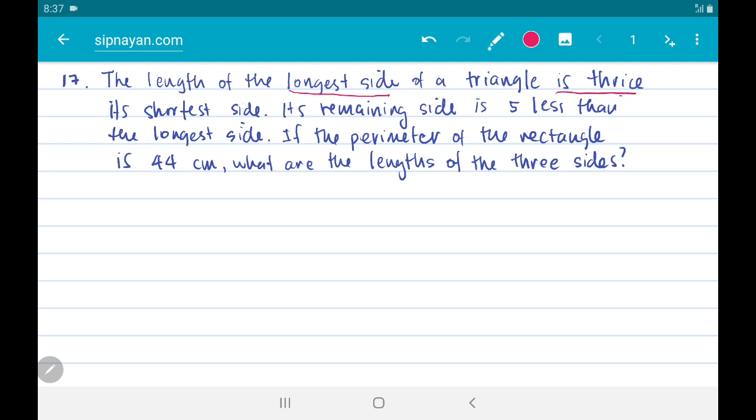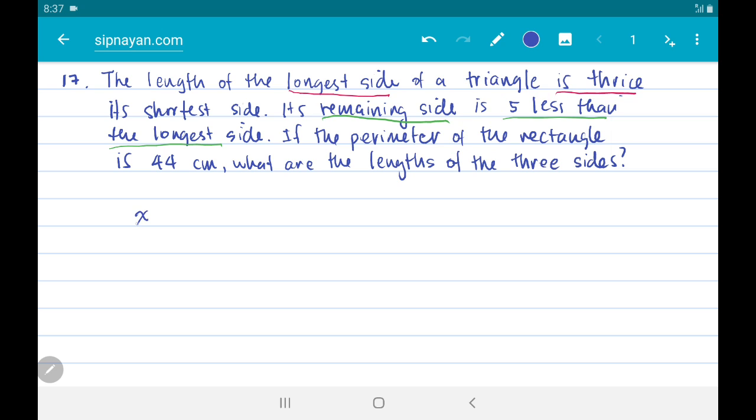Okay, so yung next side niya, yung hindi siya shortest. Its remaining side, ibig sabihin ito yung pangalawa, 5 less than the longest side. So, ang walang sinasabi sa kanya is yung shortest side kasi una, sabi niya the length of the longest side of a triangle is thrice the shortest side. Tapos, its remaining side is 5 less than the longest side. So, yung longest side may sinasabi, yung remaining side may sinasabi. Yung shortest side ay yung wala. So, ang x natin ay ang shortest side.